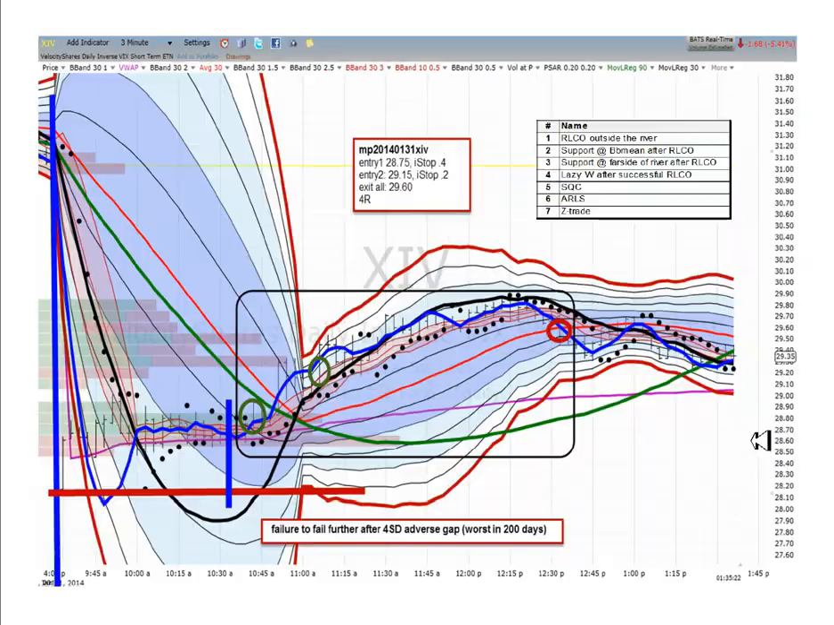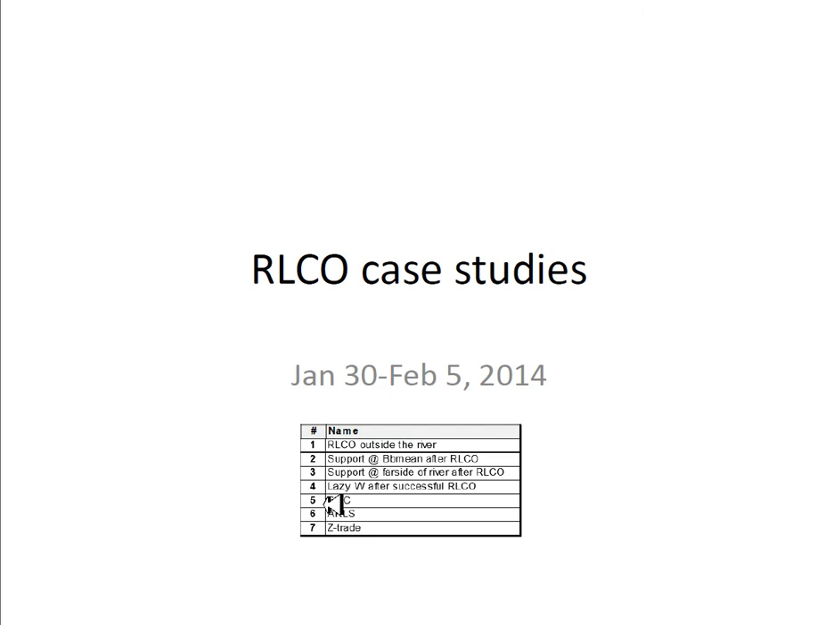So this is a series of case studies that we did January 30th through February 5th, outlining a bunch of the different patterns, the 7 standard patterns of the regression line crossover that week.